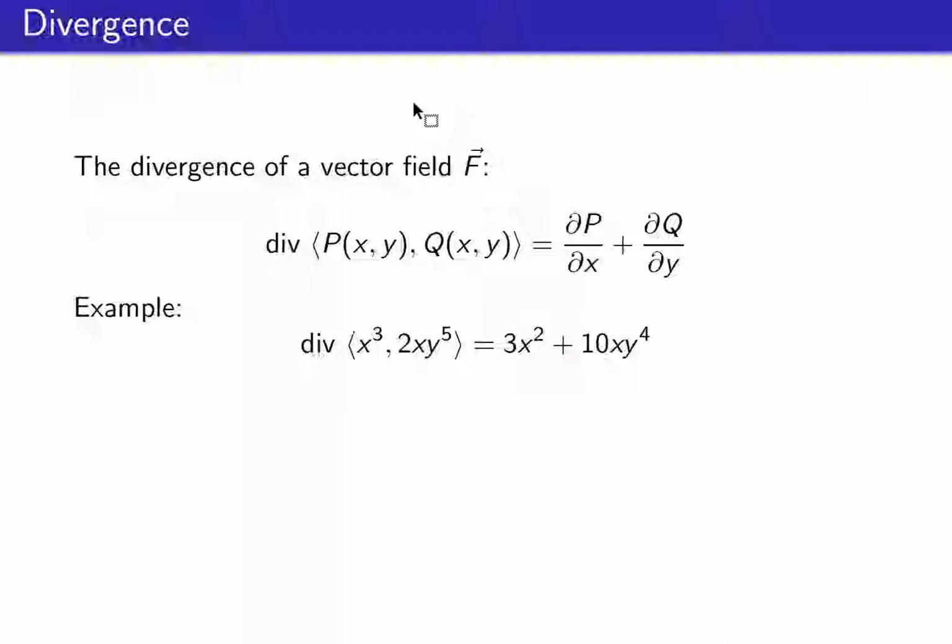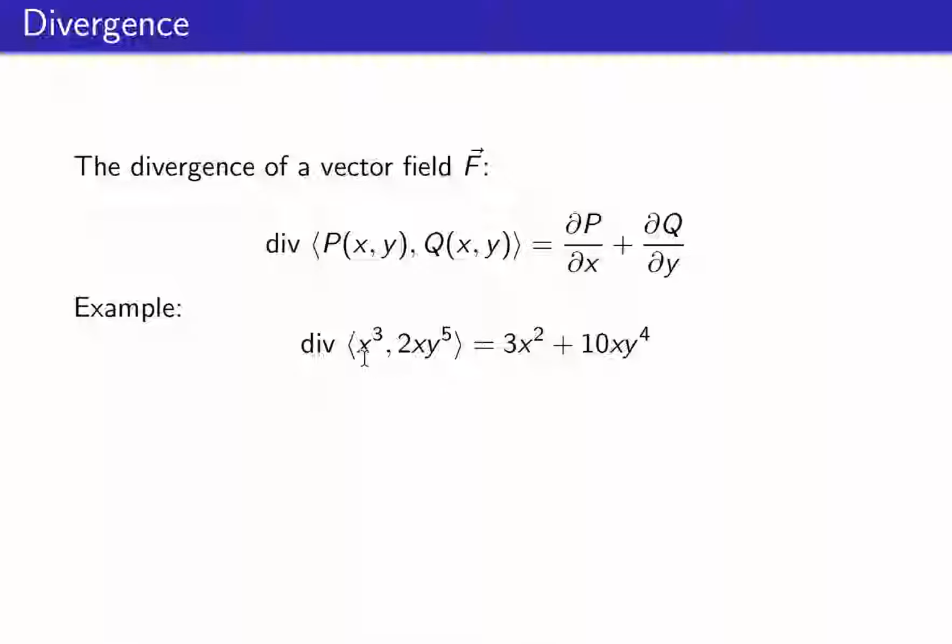What's the divergence? The divergence of a vector field. Okay, so I'm going to write down my vector field like this. The first component is called P. The second component is going to be called Q. And if I have such a vector field, the divergence is you just take the partial derivative of P with respect to x plus the partial derivative of Q with respect to y, and add them.